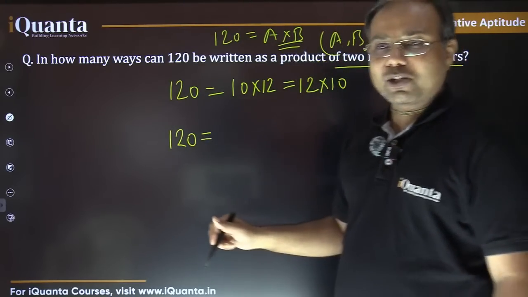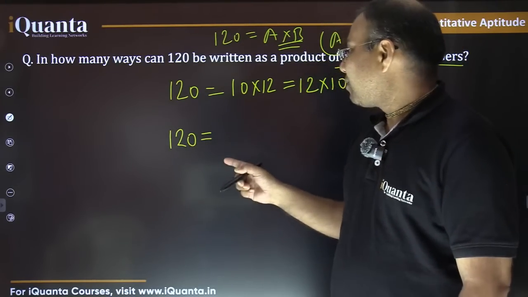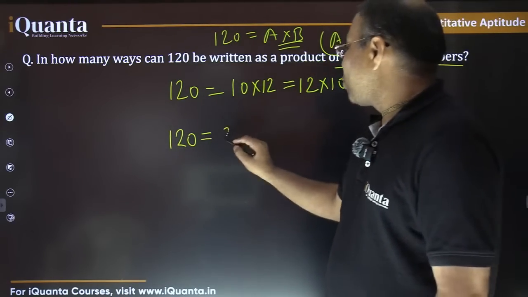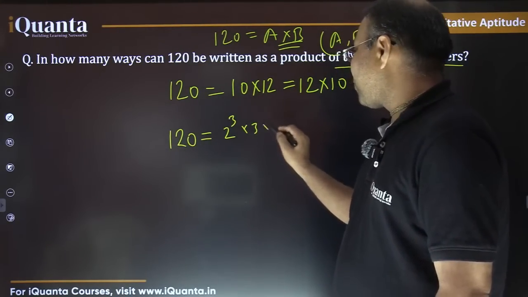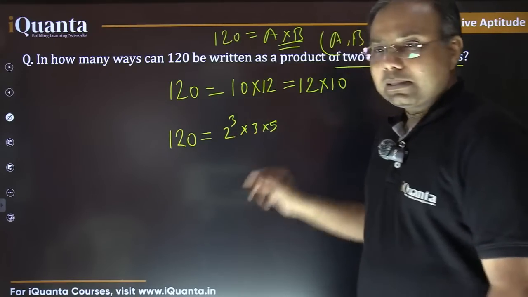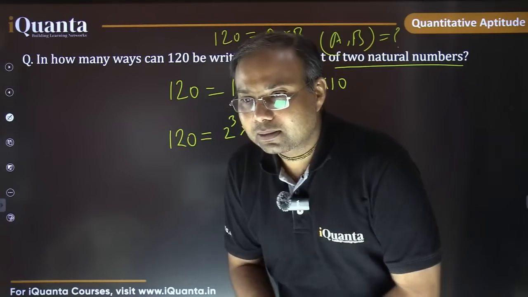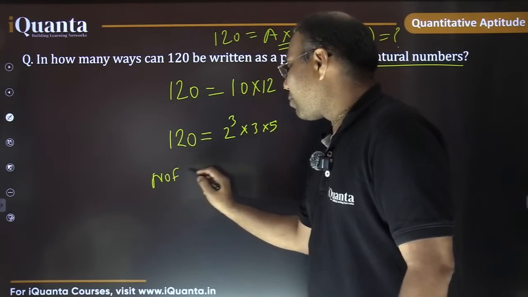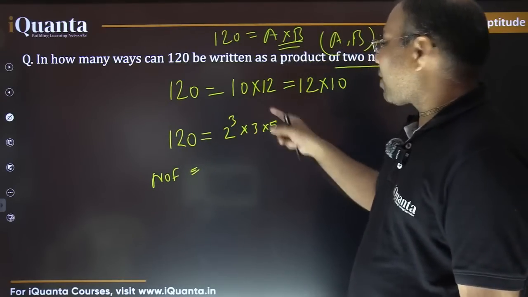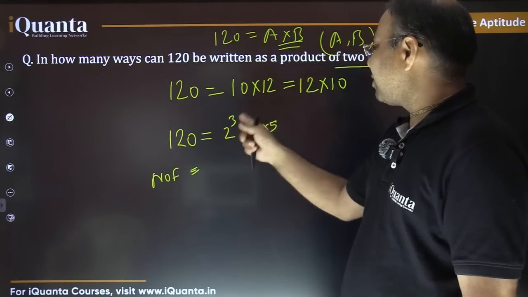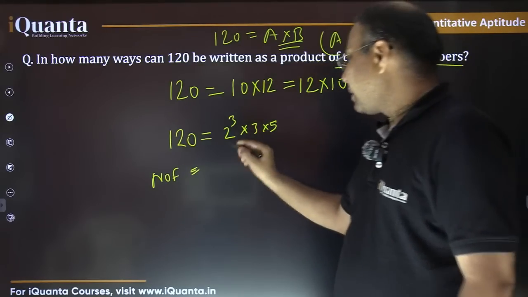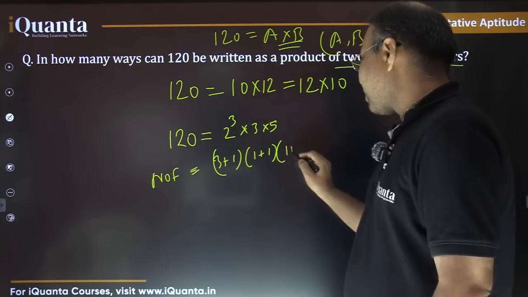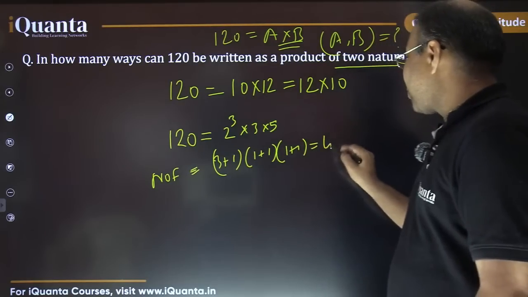So for that, first you need to do the prime factorization of this number. What is the prime factorization here? This is 2 cube into 3 into 5, right? That is the prime factorization of the number. Fine. So number of factors, how do you calculate? You just add 1 to each of the powers and then multiply. That is 3 plus 1 into 1 plus 1 into 1 plus 1, है ना? That is 4 into 2 into 2.